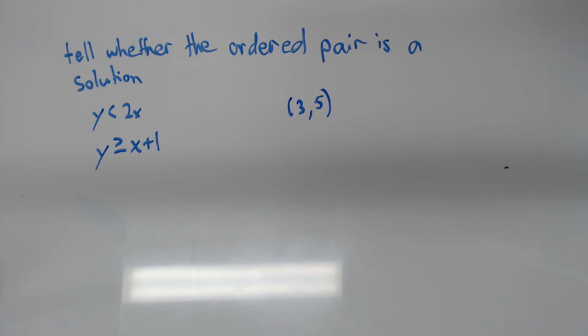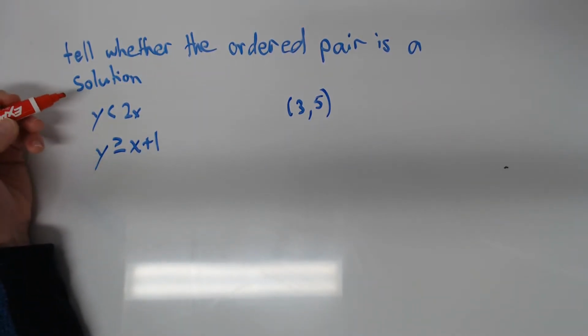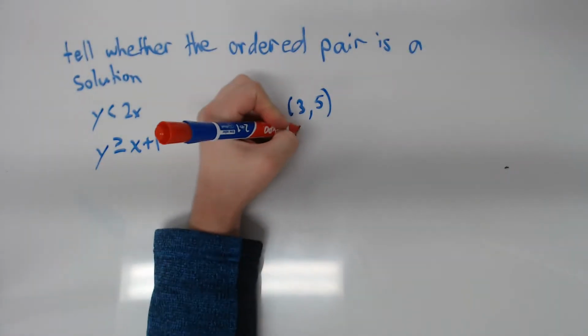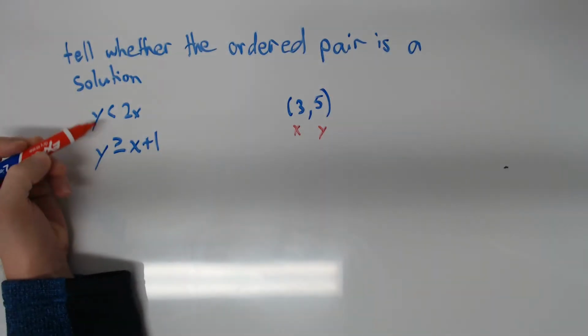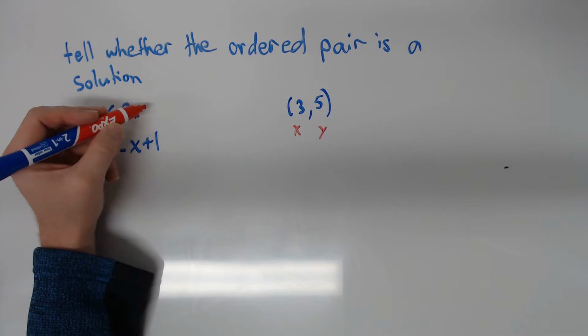So here I've got a system of linear inequalities. These would be graphed on the same graph, and for an ordered pair, we're going to plug in the x's and the y's to see if it fits both of these. If it does, it's a solution. So let's start with this one.